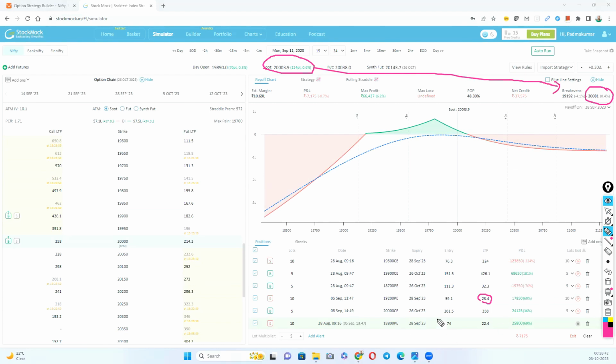What is the call side we have? The call side is 19,800 and 19,900. These two we will close. Of course, there is a loss together. We will book the loss: 1,23,850 from the sold call, and profit of 68,650 from the bought. So together, maybe we'll lose around 50,000.